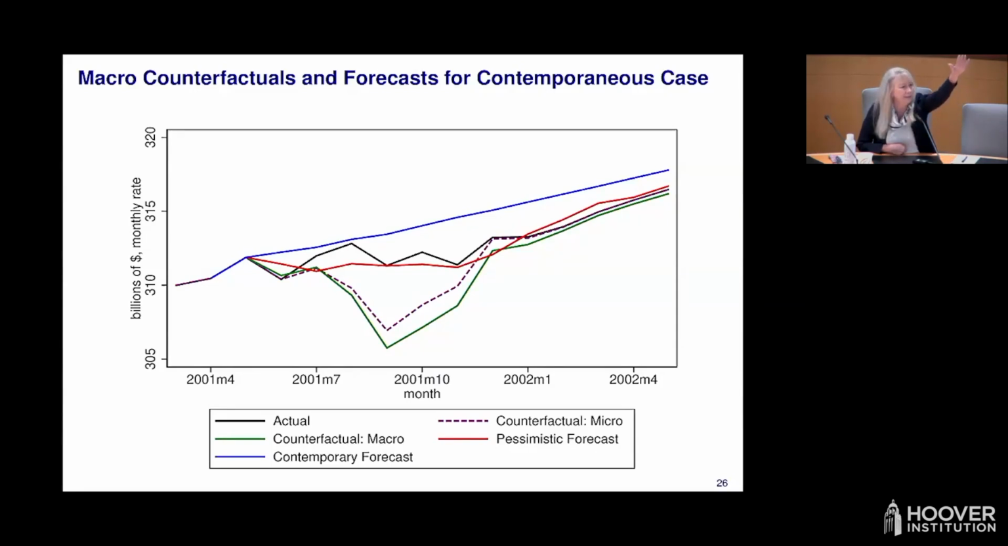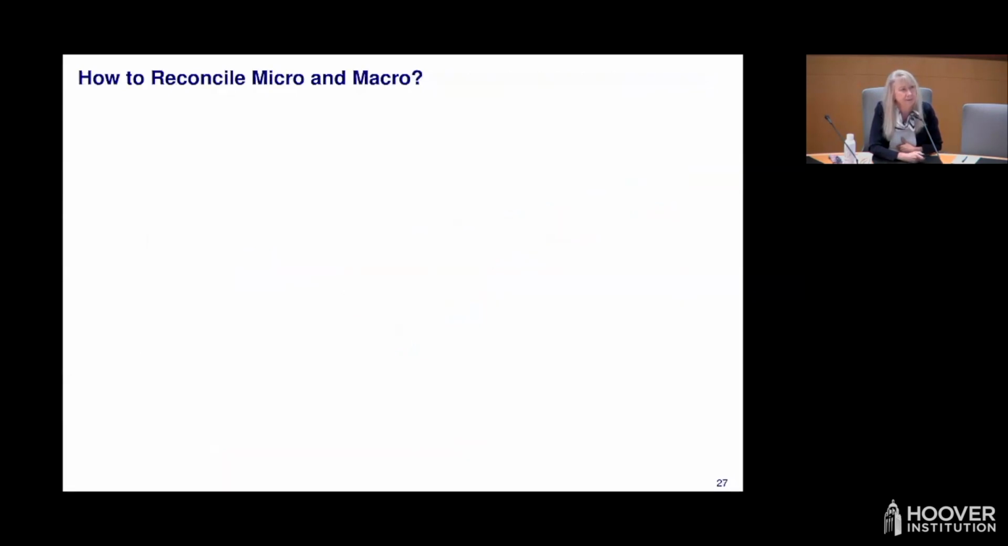Generally, you're going to forecast an increase in consumption because consumption almost always increases. But the pessimistic forecast that just takes into account that they're in a recession gives you the red line, right? Now notice that the red line is not that different from the black line, but it's definitely quite a bit above those two counterfactuals that we have there, the micro and the macro. So we consider those V shapes implausible. So the question is how to reconcile micro and macro.